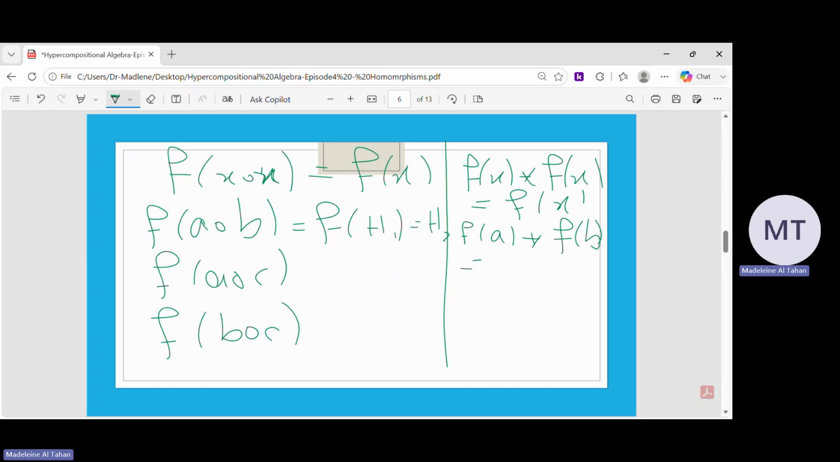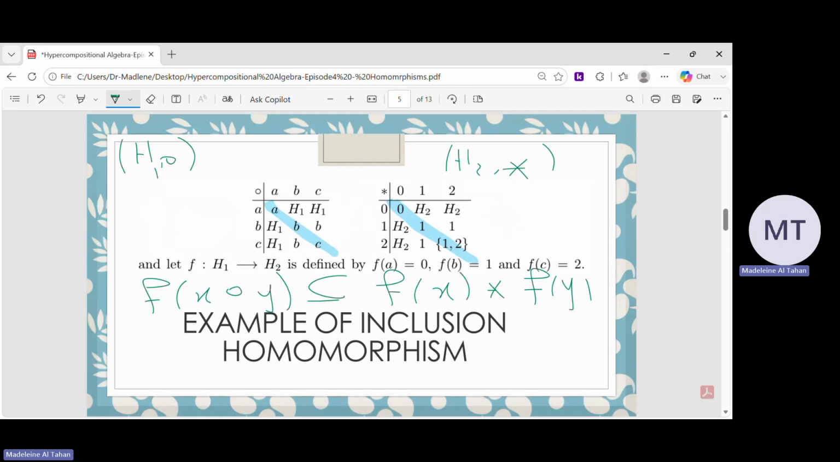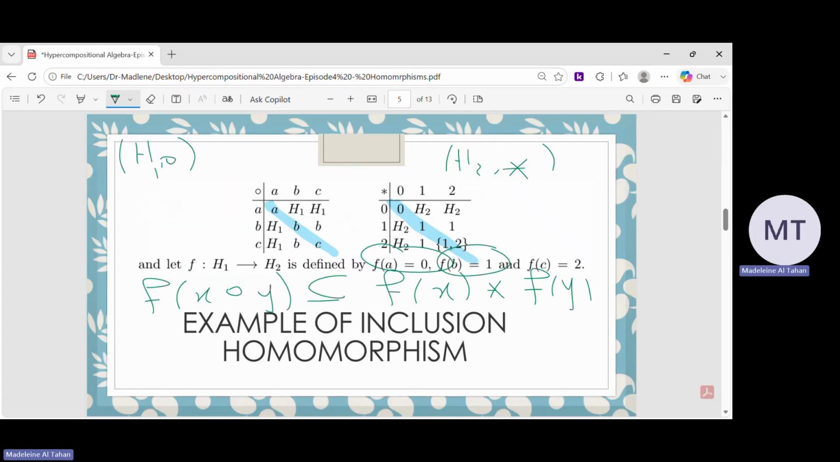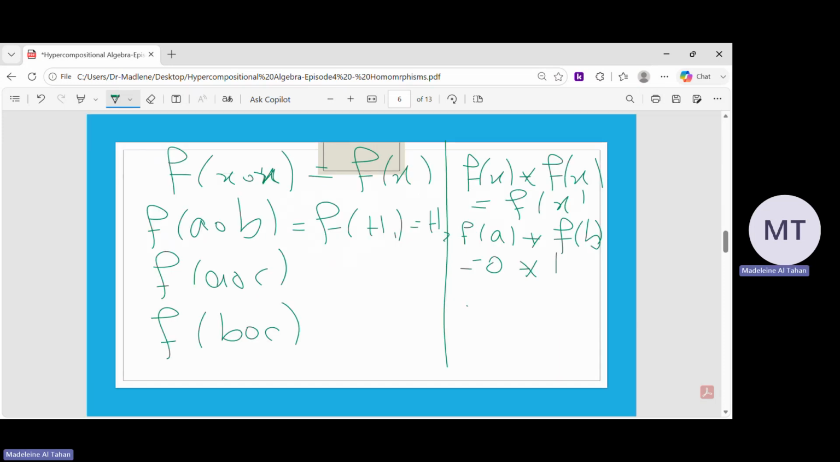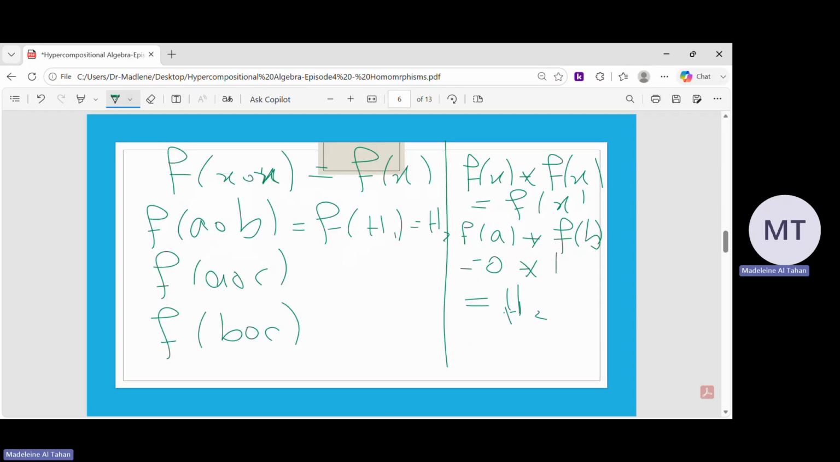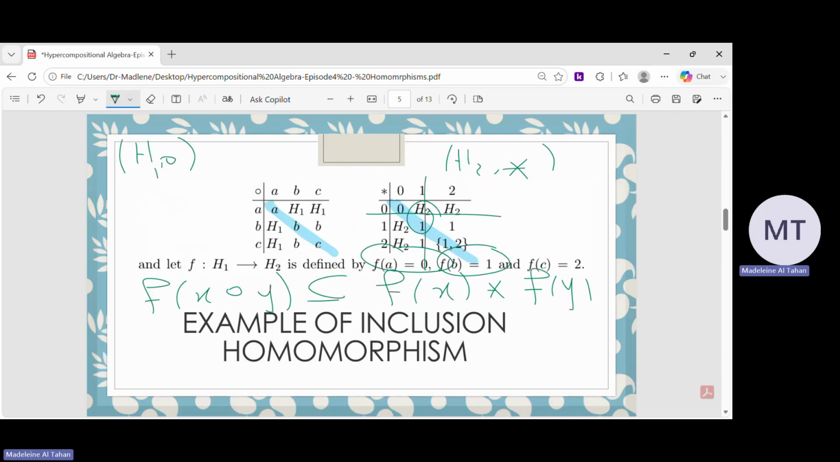f of A, if we look at f of A here, it's given as 0, and f of B is given as 1. So it's 0 star 1. 0 star 1, it is H2. So here we have also equality. For A round C it is the same case. We'll get also equality.